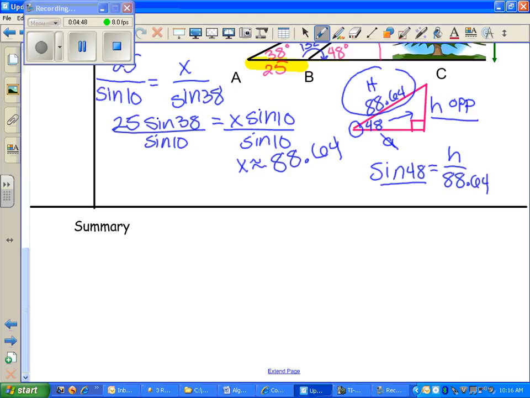So put that over 1, and then you can think about it as cross multiplying. 88.64 sine 48 equals H. So in my calculator, 88.64 times sine 48, 65.87. And it's approximate, so you might be seeing these squiggly equal signs because it is rounded.